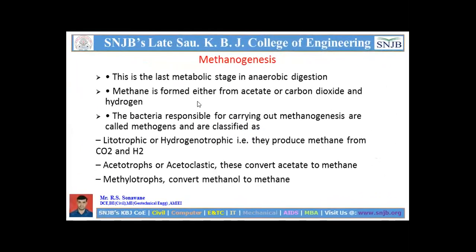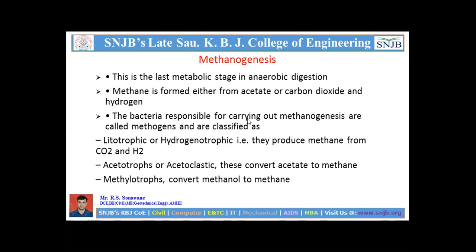Then the last stage in anaerobic digestion. So in the methanogenesis stage, this is the last metabolic stage in anaerobic digestion. Okay, I just told you this is the last stage of anaerobic digestion. Methane is formed either from acetate or carbon dioxide. Generally, as per chemistry knowledge, methane is formed either from carbon dioxide, or otherwise acetic acid, and hydrogen. These three elements can form methane.